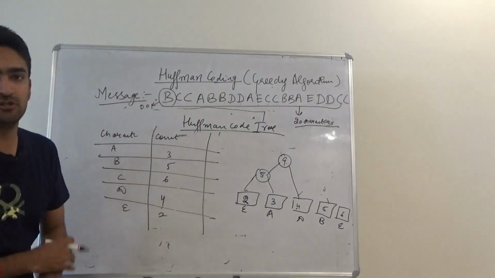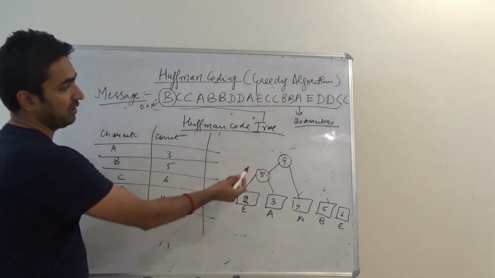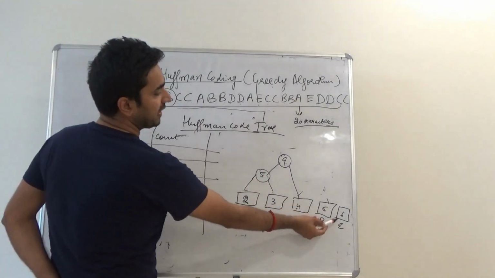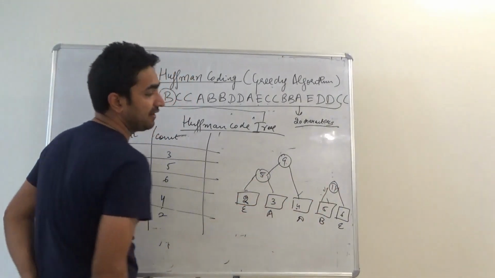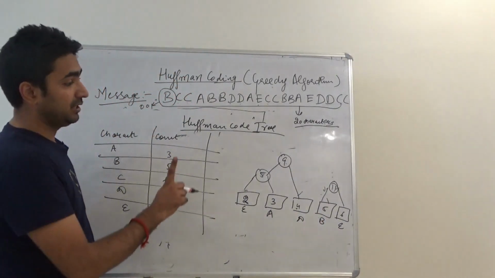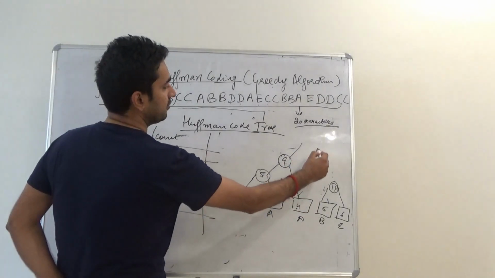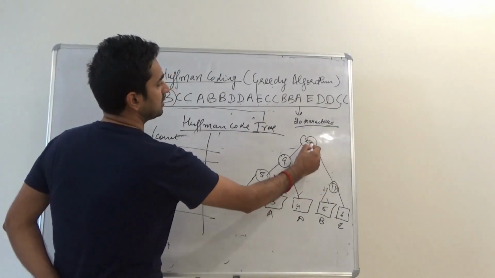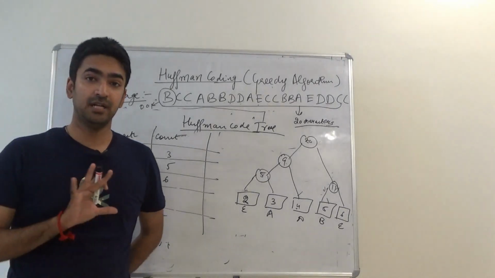I can pick this also, right? So this is another thing that I have picked. Now I have to pick from 9, 5 and 6, which is lower. So 5 plus 6 becomes 11. So 5 and 6 are lower. Now there is 9 and 11. I have to create a tree. This becomes 20.